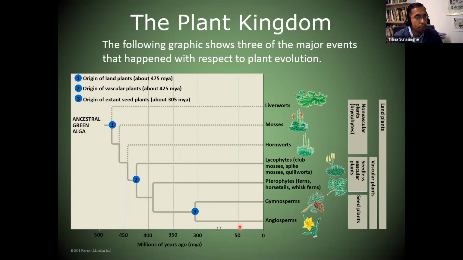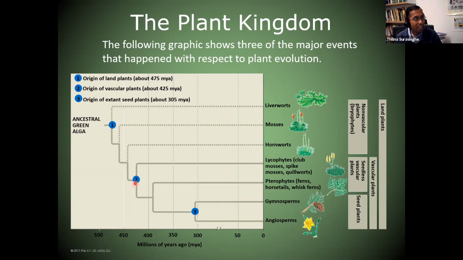Now, number two, origin of vascular plants happened about 425 million years ago, right? It's way after, so several other non-vascular plant lineages evolved before that, right? Now, what is vascular? Vascular means having a specific pipeline system to deliver water and minerals as well as to deliver food, right? Now, we will talk about those vascular systems later on.